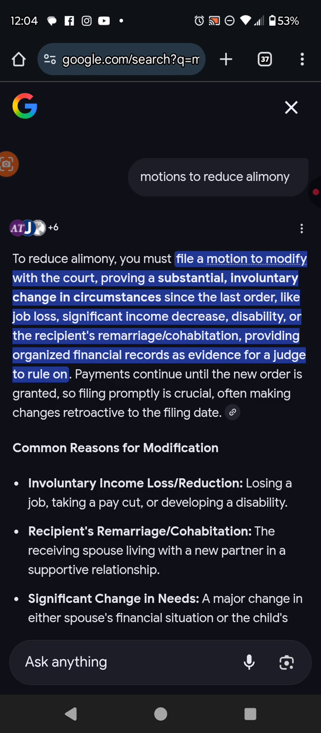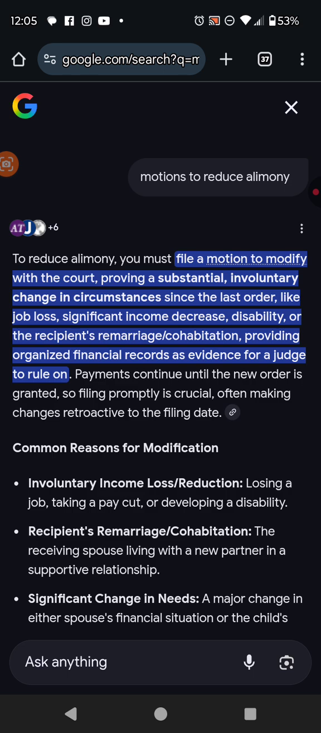And anyways, this gentleman, Mr. Ritchie, is having problems with his ex, and she's collecting, I guess, alimony, and she makes more money than him, and so it's ridiculous, and the living arrangements, and so there's a lot of issues he didn't know about that he could use to reduce alimony. So, motion to reduce alimony. To reduce alimony, you must file a motion to modify with the court, and you can do that yourself.